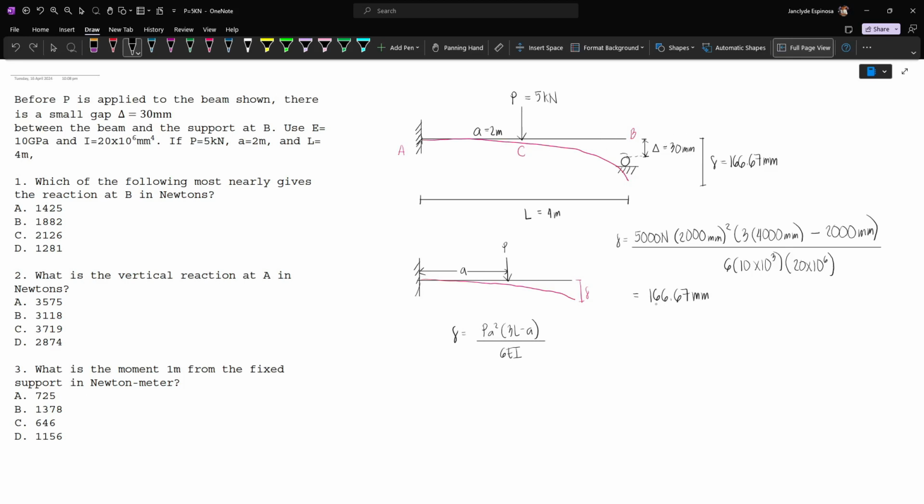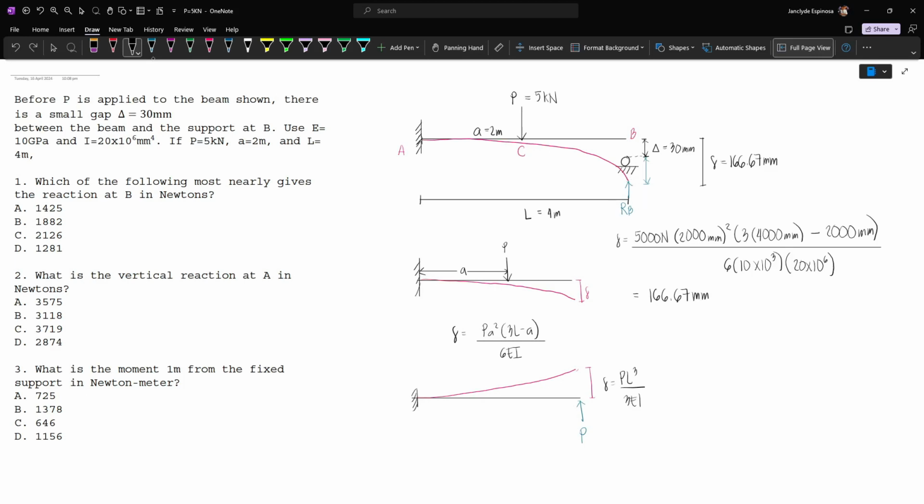Once the beam touches this point, it is now prevented from deflecting. To return the beam to the original position, we need to apply a force to bring this back here. That force will be the reaction at B, at the roller support. The deflection that this force will cause must be equal to this distance, because we need to bring this back to the top of the roller support. So this will be the reaction at B. For a load at the end of a cantilever beam, the deflection at the free end is equal to PL cubed divided by 3EI. This is the formula for the deflection that this will cause.